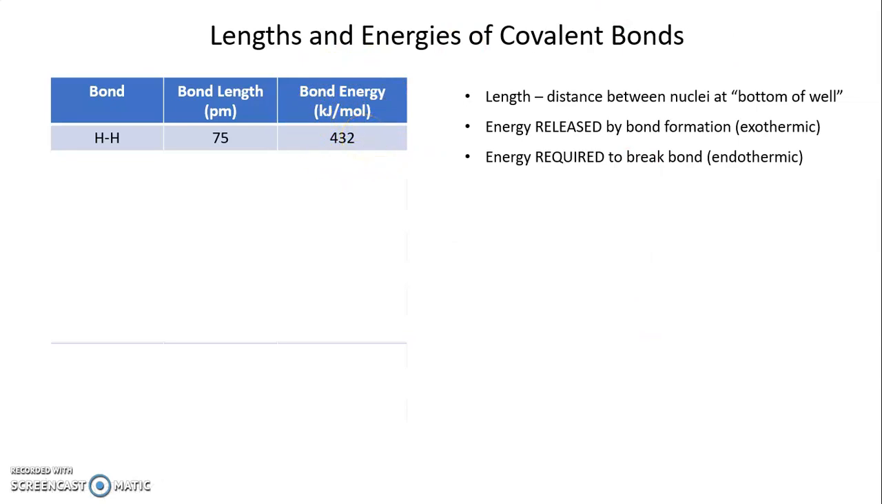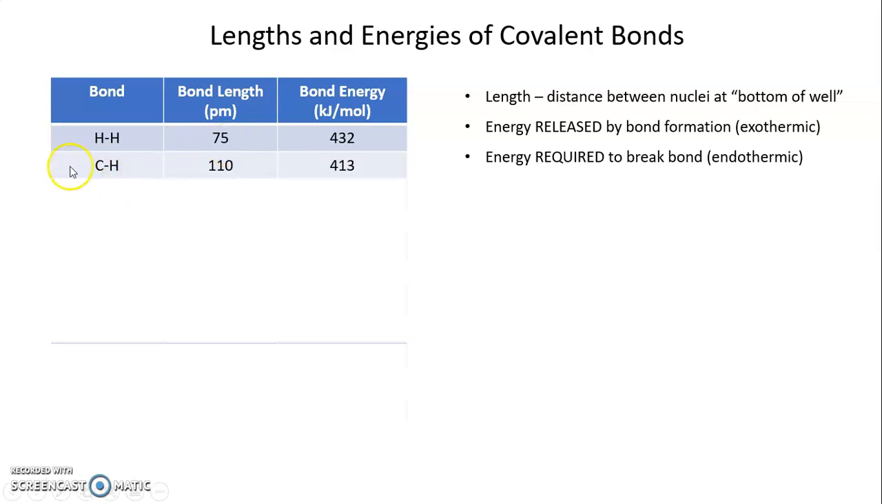So you can think of those as kind of an absolute value. That's the quantity of energy that's going to be exchanged when you're either breaking or forming the bond, but you actually have to think about which direction you're going to properly assign the sign for the energy change in the process.